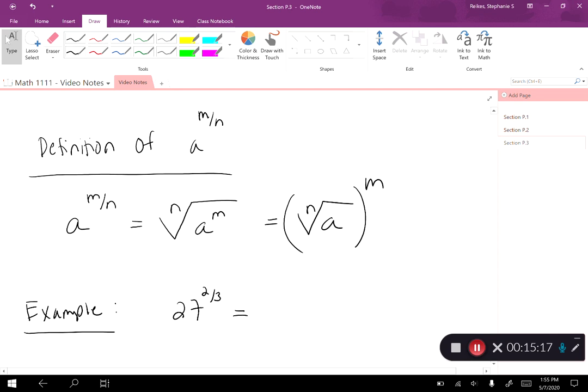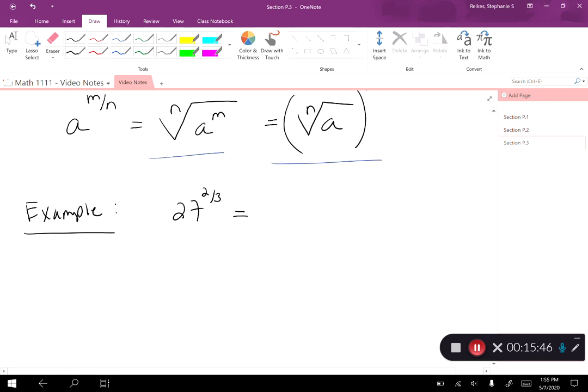Let's take a look at this definition of a raised to the m over n. So what happens if our exponent is now a fraction? So a raised to the m over n is now going to be the nth root of a to the m. And I can rewrite that in 2 different ways. Those 2 statements I underlined in blue are equivalent. So let's take a look at an example. If I have 27 raised to the 2/3, I'm going to rewrite that. The denominator of the fraction is going to be the root, and the numerator is going to be the exponent.